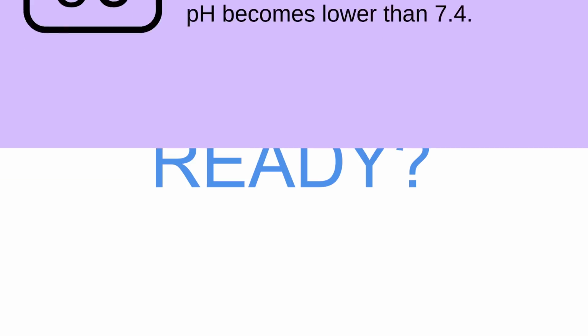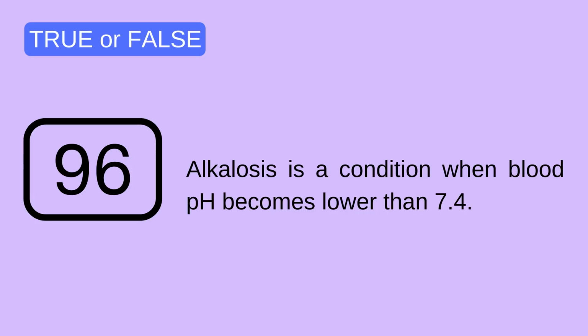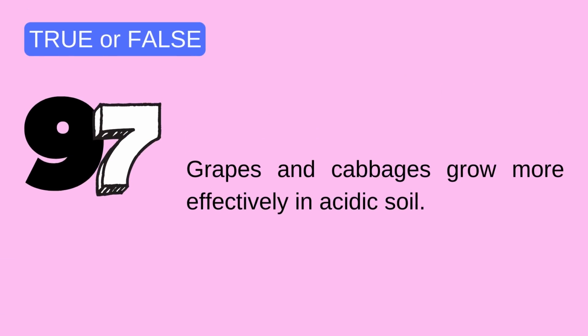Are you ready? Let's start. Alkalosis is a condition when blood pH becomes lower than 7.4. Grapes and cabbages grow more effectively in acidic soil.